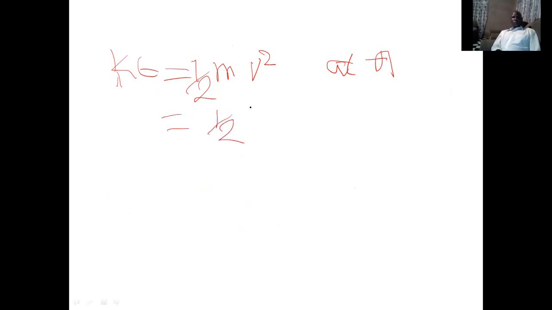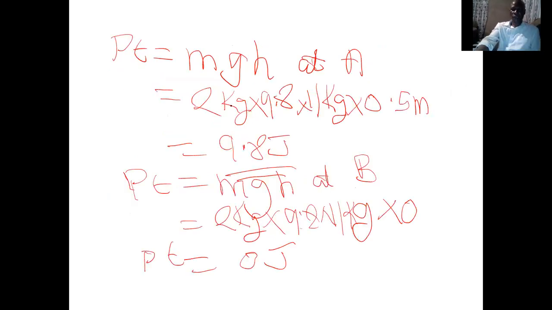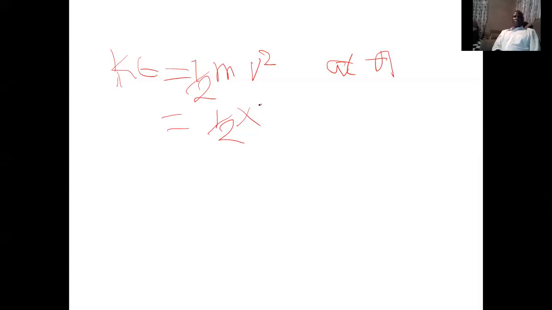So kinetic energy will be equal to half mv squared at A. At A, because this object is not moving, the mass, as we indicated, is 2 kg. So 2 kg multiplied by 0 squared. And therefore, the kinetic energy at that point is 0.